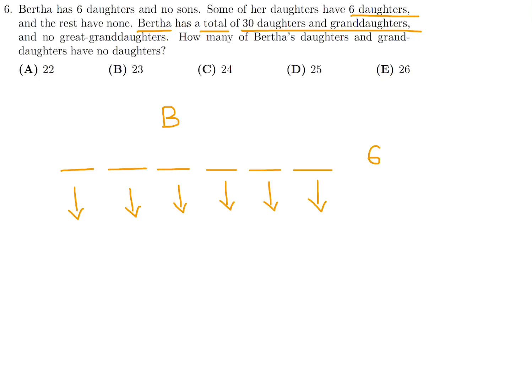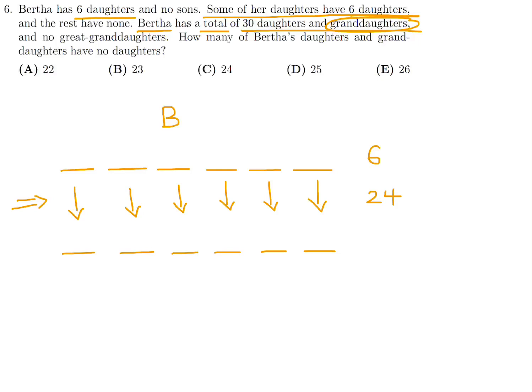So of these 30, 6 are daughters, so that means the granddaughters must be 24. Correct? Because she has 30 daughters and granddaughters. We are told that she has 6 daughters, so the remaining 24 must be her granddaughters. Okay, so in this part of the family tree, there's got to be 24 girls because they're all granddaughters. But we want to know, what is the distribution? How many go here, how many go here, and so on, right? Well, an important clue is that some of her daughters have 6 daughters.